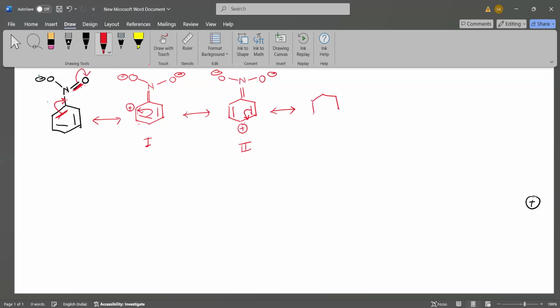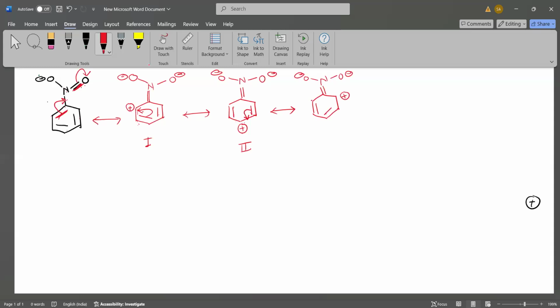And because of that, you will get the third structure in this way. Double bond, here also double bond. And as the double bond is shifted, here it becomes positive. And the rest of the structure is as it is: double bonded nitrogen, O minus, O minus. Correct? Yes, ma'am. Now what happened?